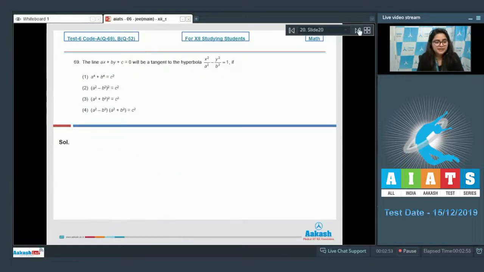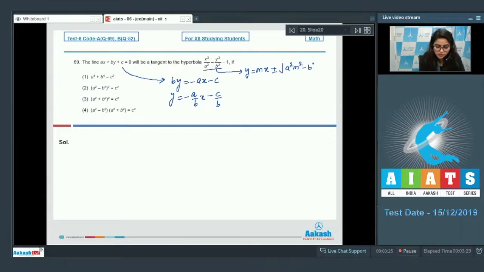Question number 69. The line ax plus by plus c is equal to 0 will be a tangent to the hyperbola x square upon a square minus y square upon b square is equal to 1 if. So when this line is a tangent, just convert it into slope form: y equal to minus a upon b x minus c upon b. And the equation of tangent is y equal to mx ± root over a square m square minus b square. So just compare both equations. So m equal to minus a upon b, and minus c upon b is equal to ± root over a square m square minus b square.